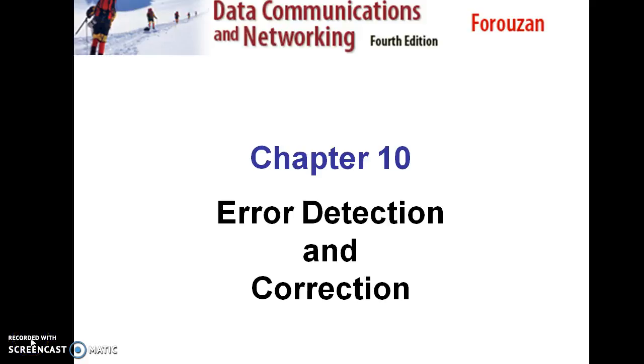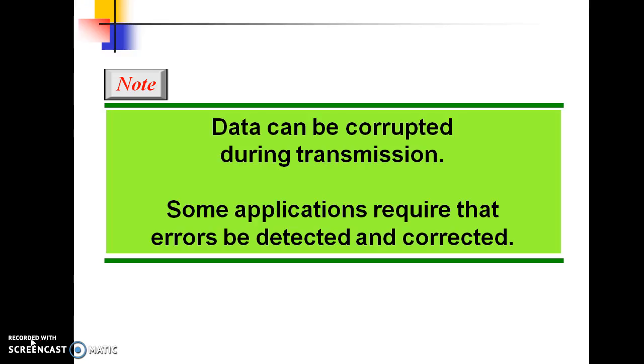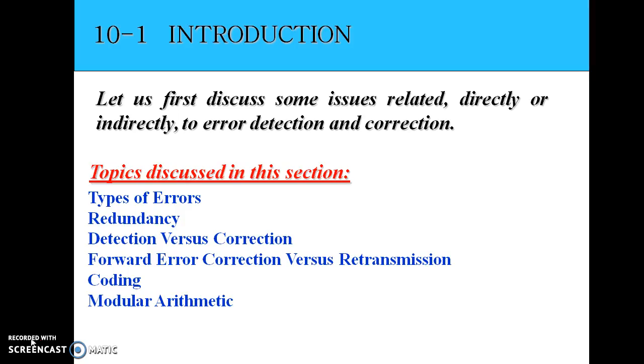I am going to discuss with you the topic on error detection and correction, which is a very important topic in computer networks. Error detection and correction. Why is this important? Because data can be corrupted during the transmission. Some applications require that errors should be detected as well as corrected.